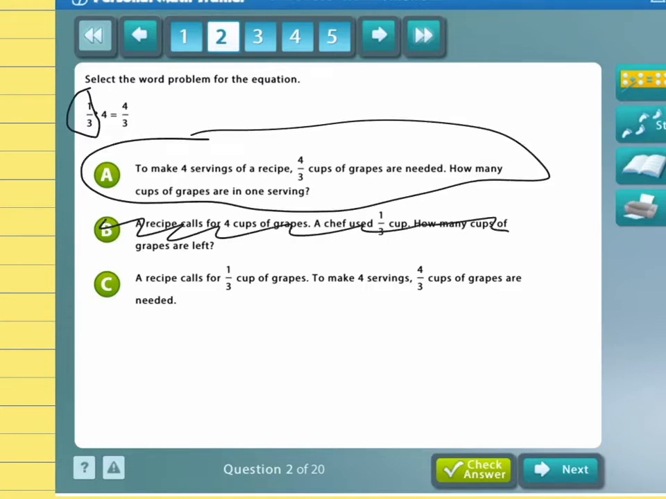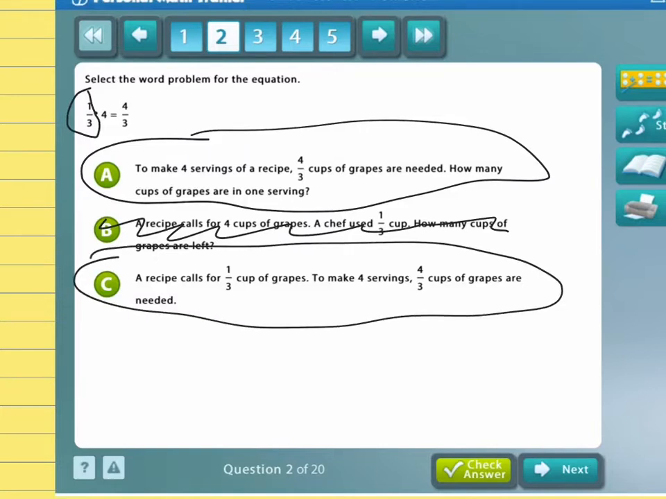This answer is not true. A recipe calls for 4 cups of grapes, so the chef used 1/3 of a cup. Let's look at C. A recipe calls for 1/3 a cup of grapes. To make 4 servings, 4/3 cups are needed. So between A and C, this is the best answer. Though A could be right, that's more of a division problem than a multiplication problem.